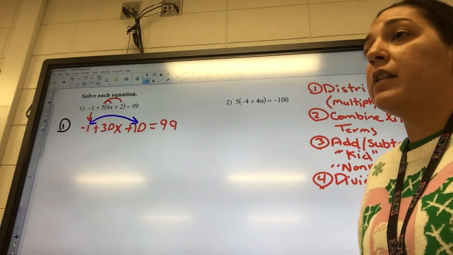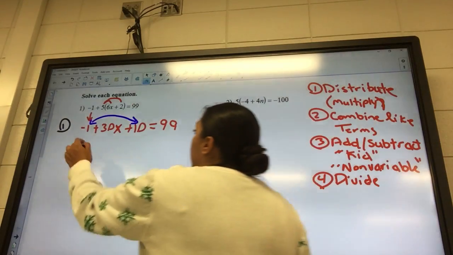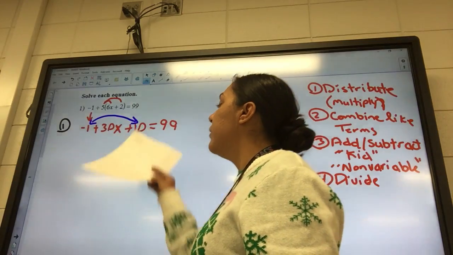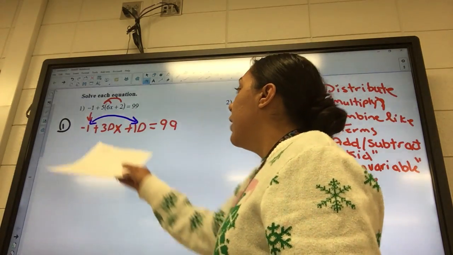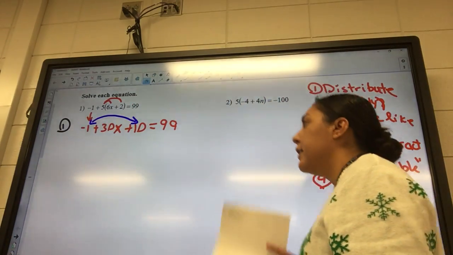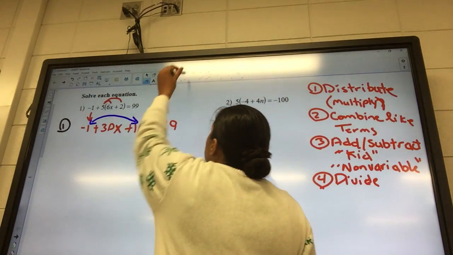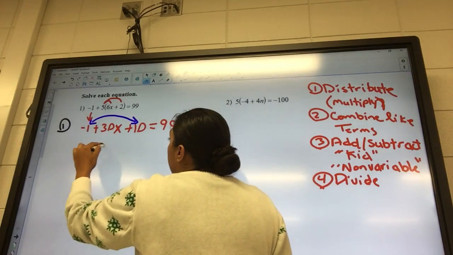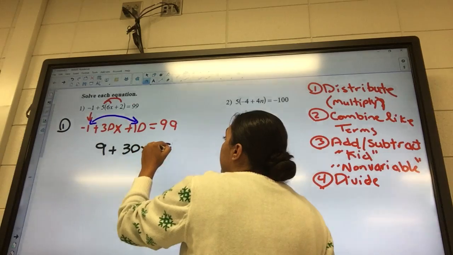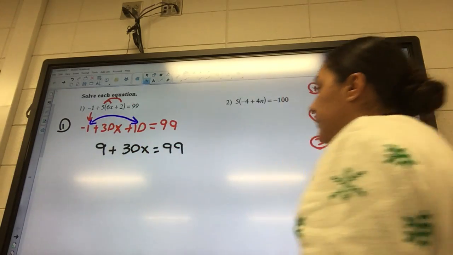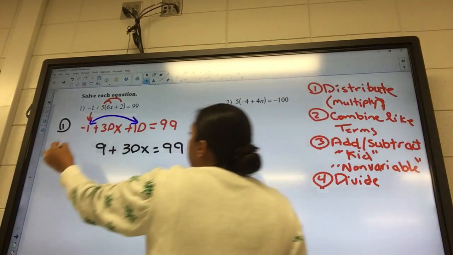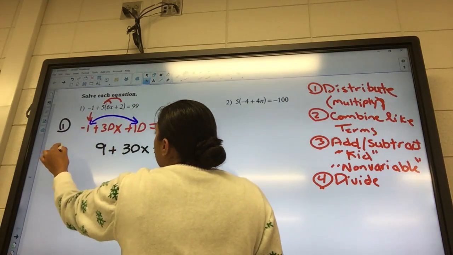Here's what some of you guys keep doing. You keep trying to say add 1 and then put a 1 under here. We're simply combining them. So if I told you to read me those two terms, you would say negative 1 plus 10. That's what you should be typing into your calculator. Negative 1 plus 10, which is 9. And then I still have this 30x equals 99. So that's step 2. We combined our like terms.